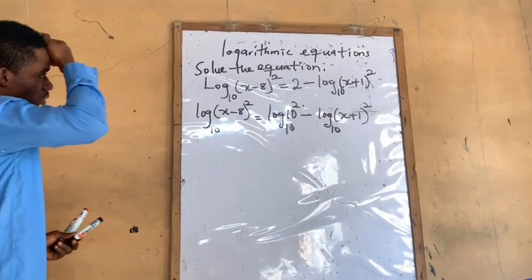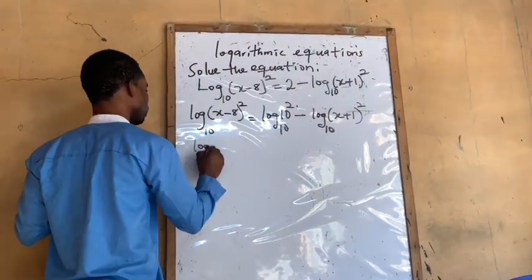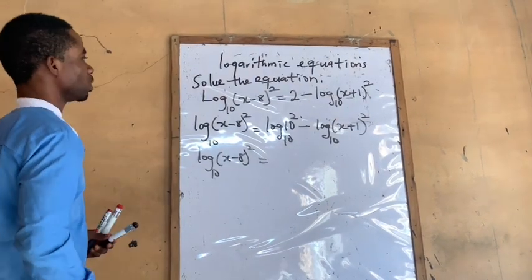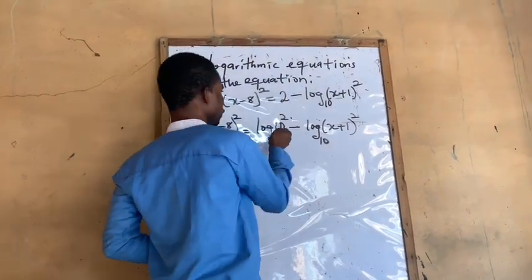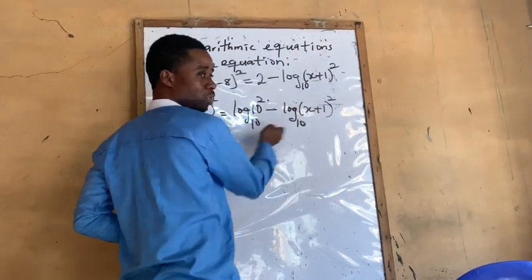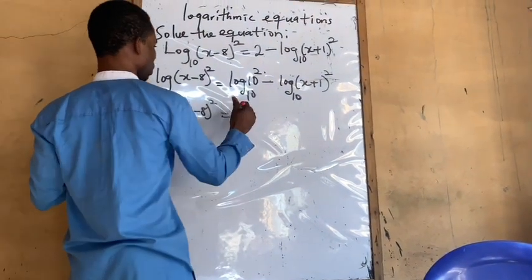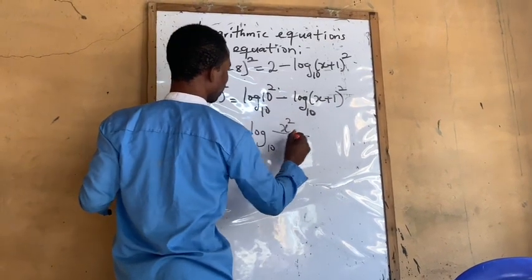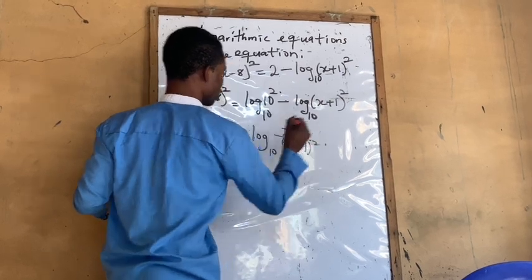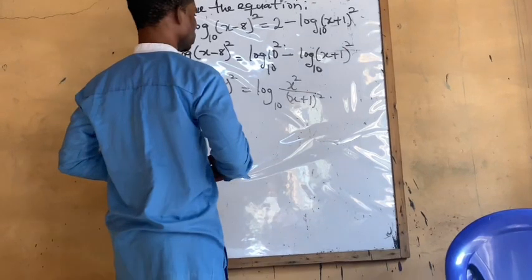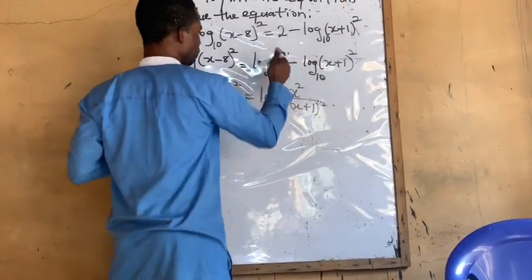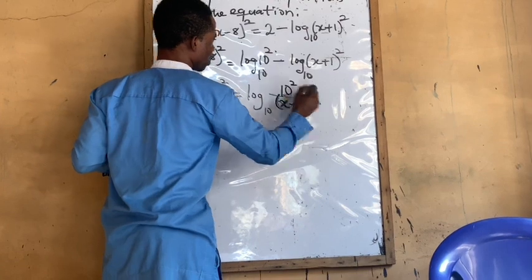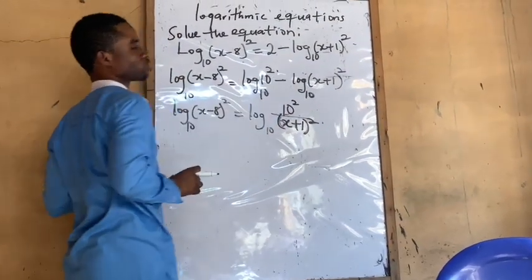Now, after you've done that, let's continue. Log (x minus 8) squared, minus log (x plus 1) squared, equals log 10 squared. In this case we can apply the division law, minus, because they have the same base. We pick one log, so now that would be (x minus 8) squared over (x plus 1) squared. Here there is power 2, and here (x plus 1) all squared. Now this is going to be divided by this, that will be minus, according to the law.